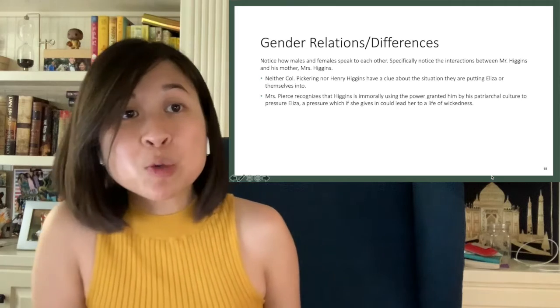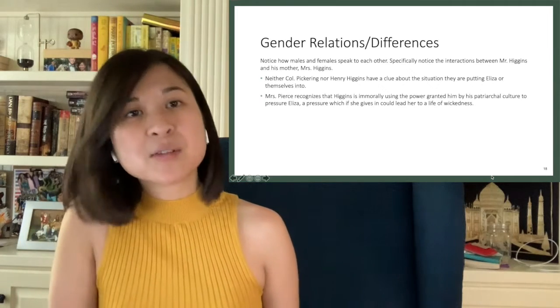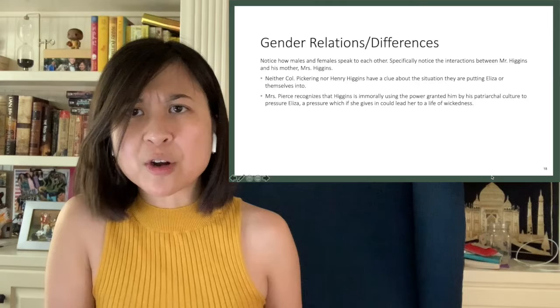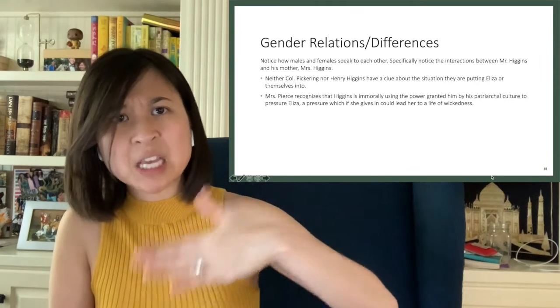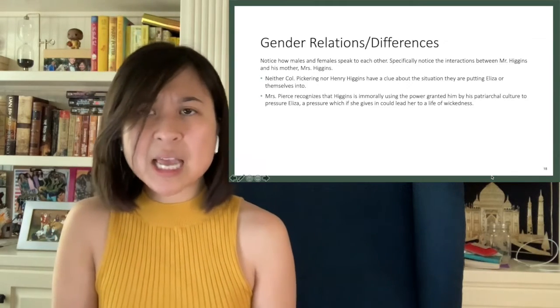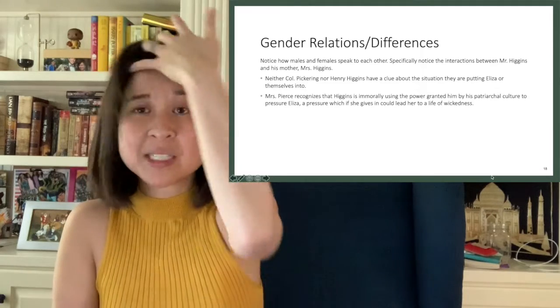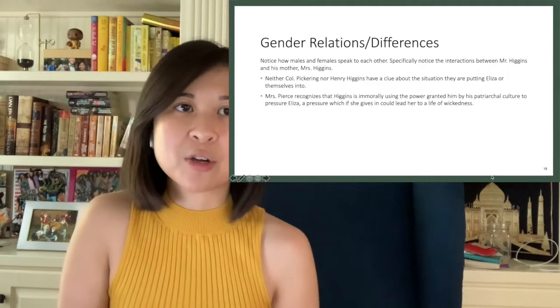Not only that, gender relations differences. Males and females speak very differently to each other, not just between classes, but within the same class. Like Mr. Higgins and his own mother, Mrs. Higgins, although they're in the same class, how do they speak to each other?